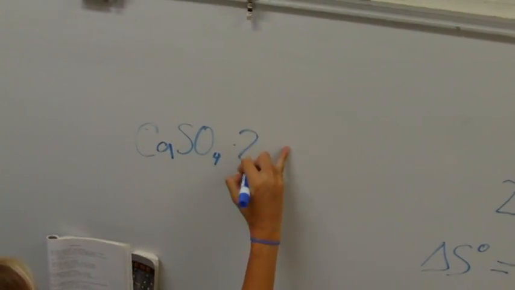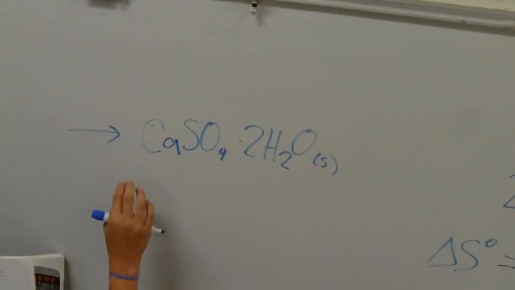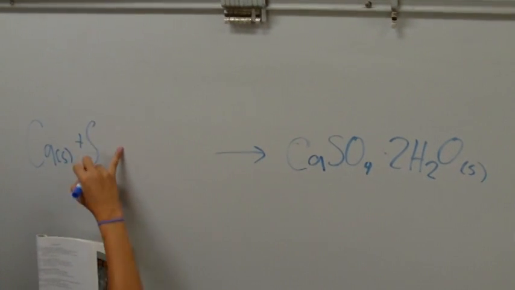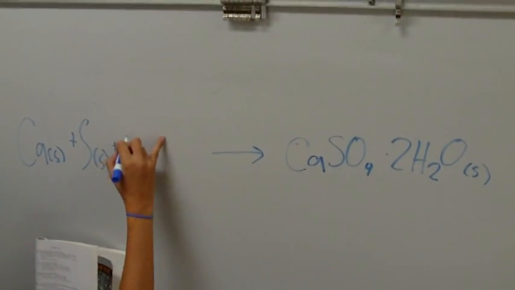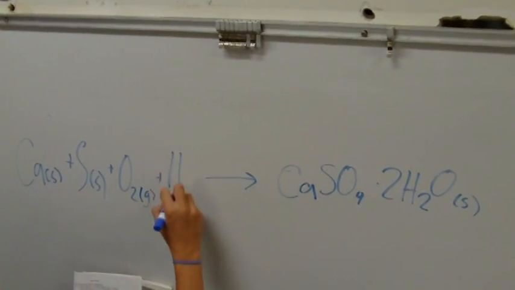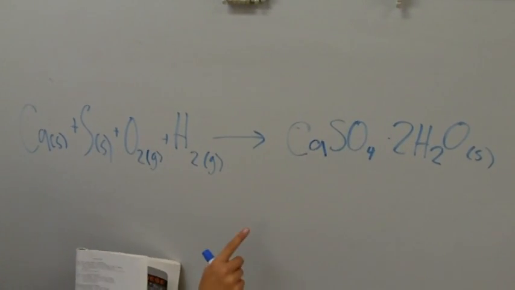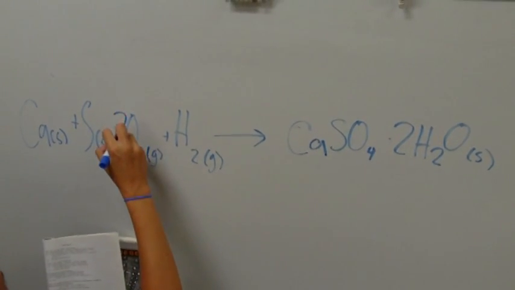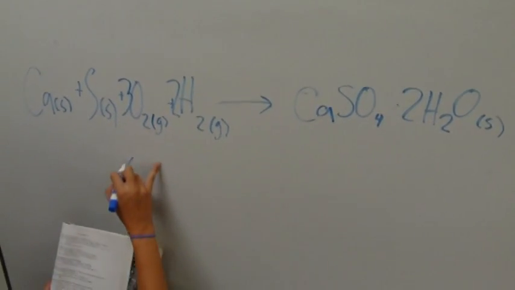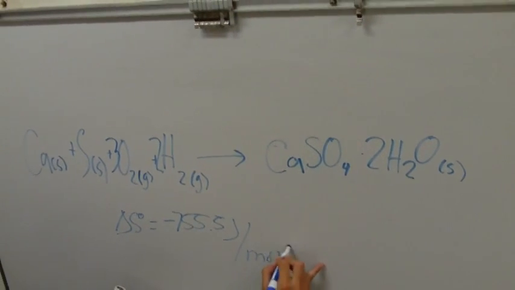sulfate, and it's a hydrate, so it has water. Our pure substances from that are going to be calcium, which is a metal, so it's a solid. Sulfur, which from the periodic table we see is also a solid. O2, a diatomic molecule, so we have to make sure we put the 2 there, and it's a gas. And H2, which we also have to make sure to put the 2, which is a gas. And then we need to balance it. To do that, we need to put a 3 here and a 2 here. And then I'll just write the answer that you end up with. You end up with delta S negative 755.5 joules per mole Kelvin.